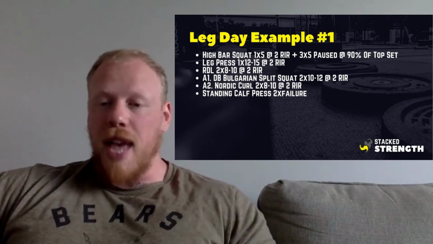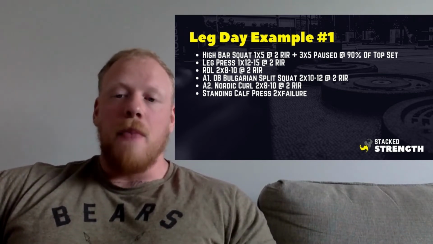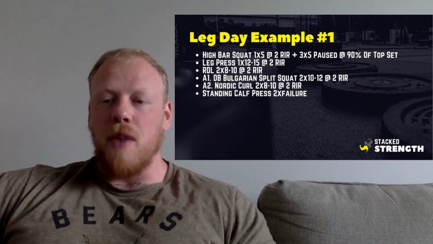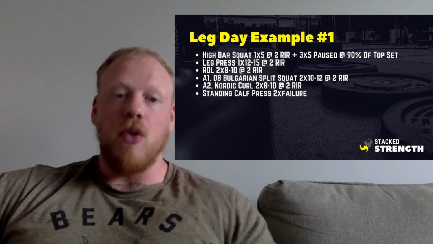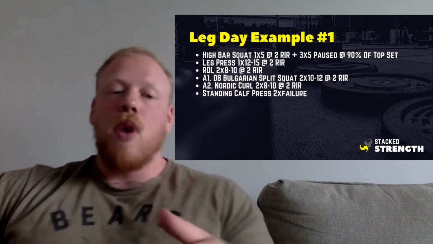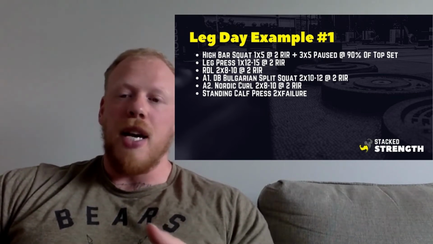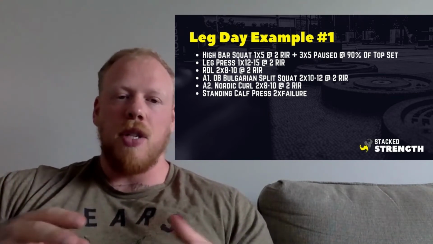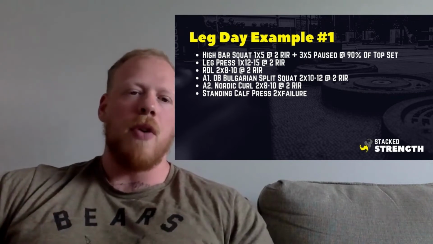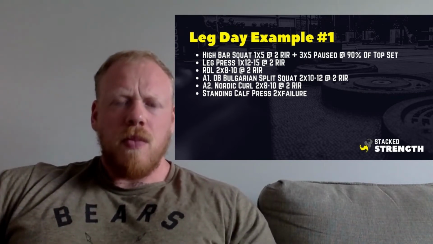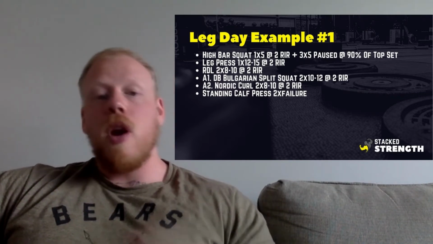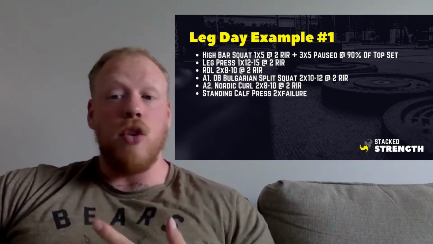Now we're gonna be targeting the hamstrings specifically, and we're gonna target the hamstrings from the insertion standpoint. So you can see that we're doing RDLs, but we're also doing Nordic curls. So we're targeting the hamstrings in slightly different ways depending on how you're looking at this, okay? So we're doing RDLs. We're doing 2 sets of 8 to 10 at 2 RIR.